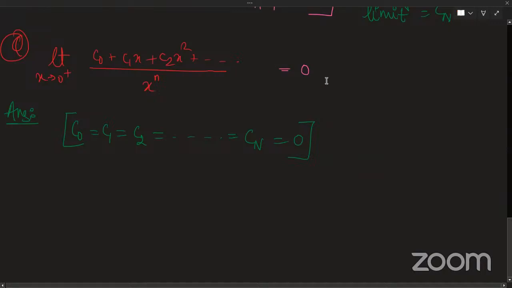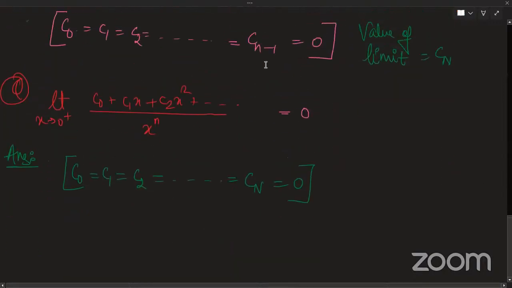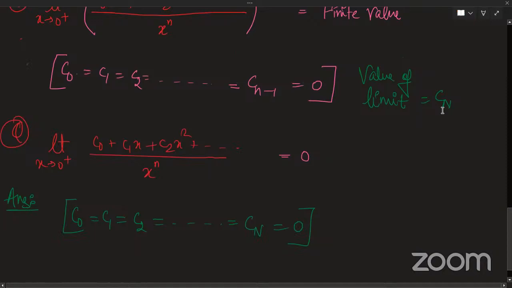What about this case? I am telling you beforehand that the value is 0. So if the value is 0, the value here was Cn. So starting from C0 to Cn minus 1, all are 0. Along with that, Cn will also be 0 because Cn is the value of the limit. This is also 0. Okay.